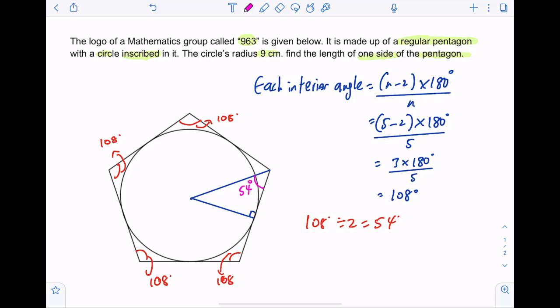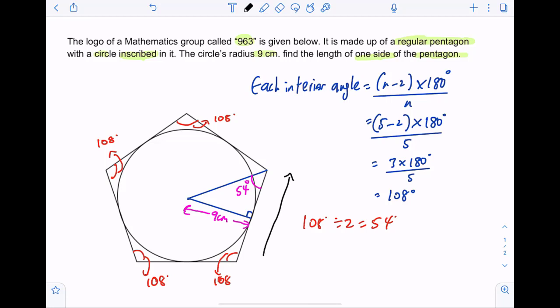54 degrees, and you are given the circle's radius, right? So from center to the edge here, 9 cm. So what is the length of one side of the pentagon? Meaning, what is the length of this entire portion? This is a question mark. So to do that, we can find this value here first, which is x, and then we take that multiplied by 2. Why? Because if you draw another triangle, you will get the same x here, exactly the same. So x, find that, and then times by 2, you will get the question mark.